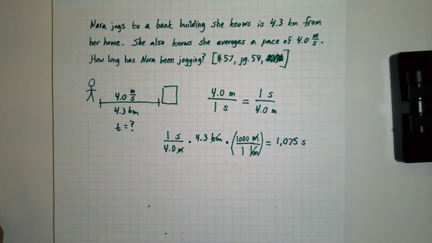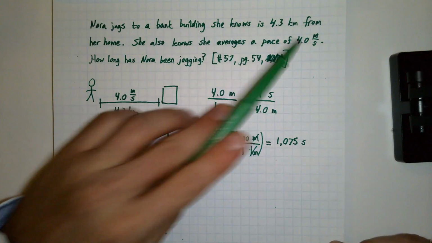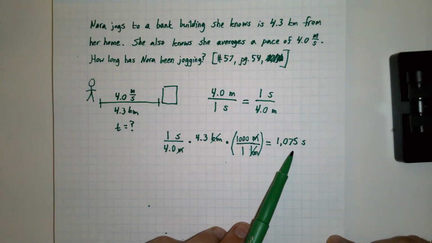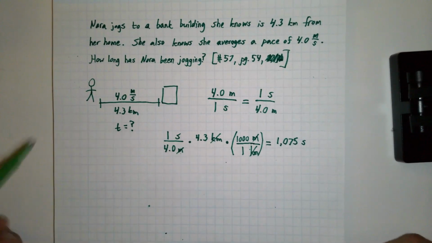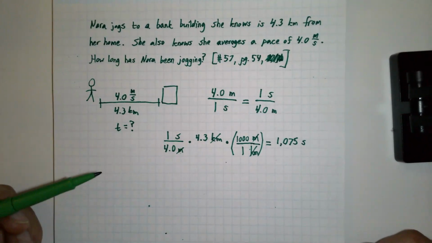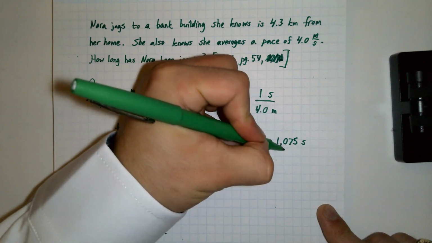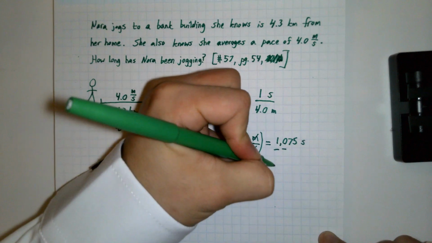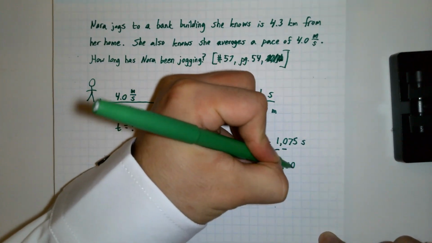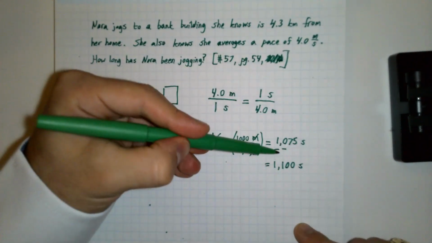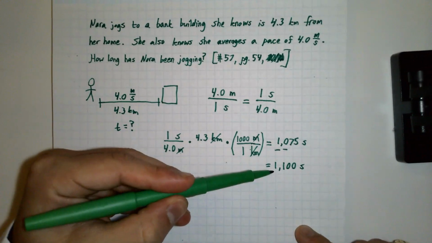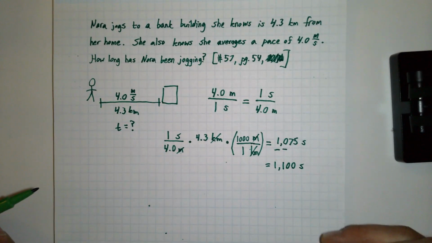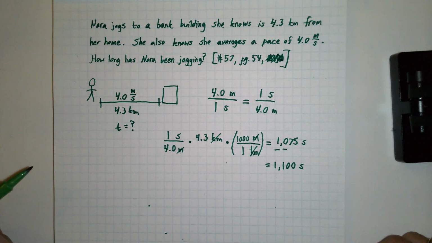Now, what can I actually report as the amount of time based upon significant figures? Well, the amount of significant figures I have, I look back at my distance and I measured this time according to the 4.0 and the 4.3. Each of these have 2 significant figures, so I can only have 2 places here in my number. That means I actually have 1,100 seconds. I can't be this precise here. This is more precise than this guy. So 1,100 seconds is what I would say is the amount of time that she'd been jogging.